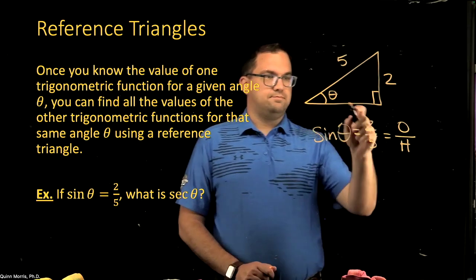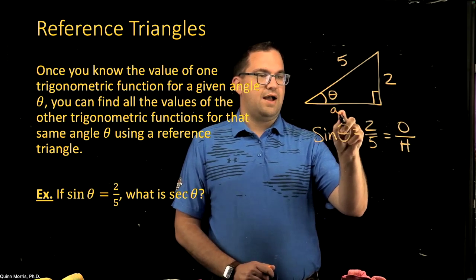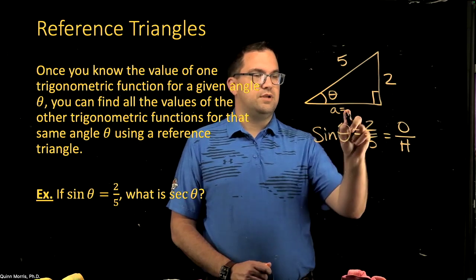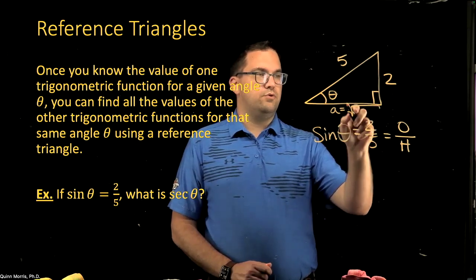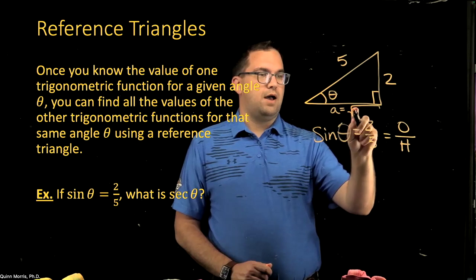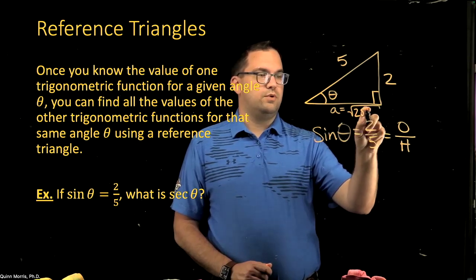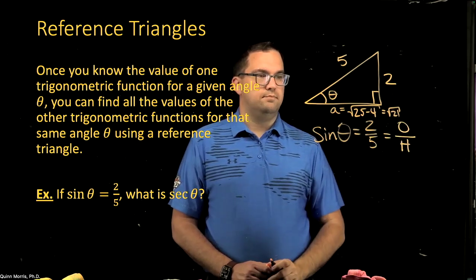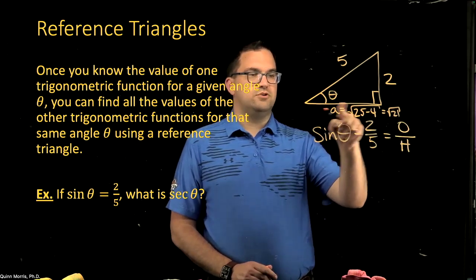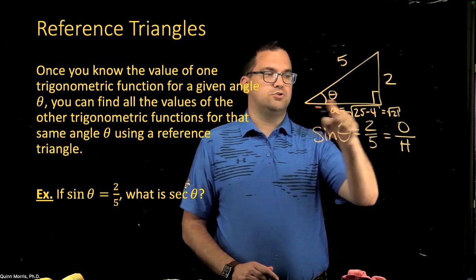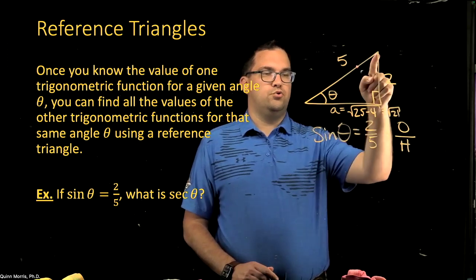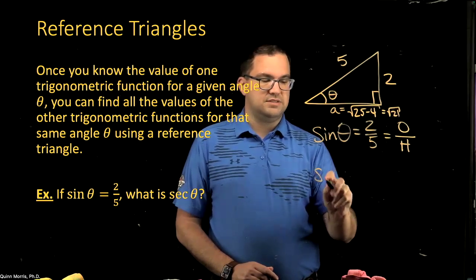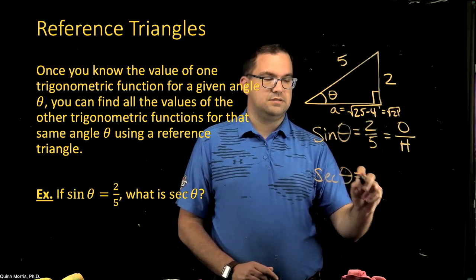Now, if I do that, I can then use the Pythagorean theorem to solve for the missing leg of the triangle. So in particular, this would be the square root of 5 squared minus 2 squared, or 25 minus 4, which is the square root of 21. Okay, so now I have this reference triangle, and I know its sides are square root of 21, 2, and 5. Okay, and now that I know that, I can figure out what secant of theta is.